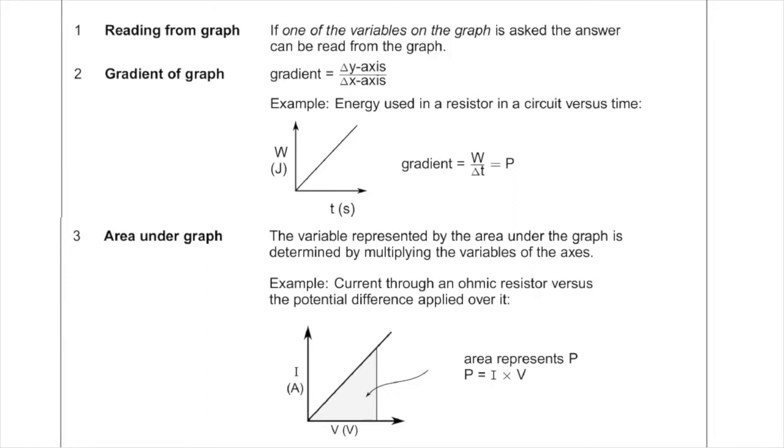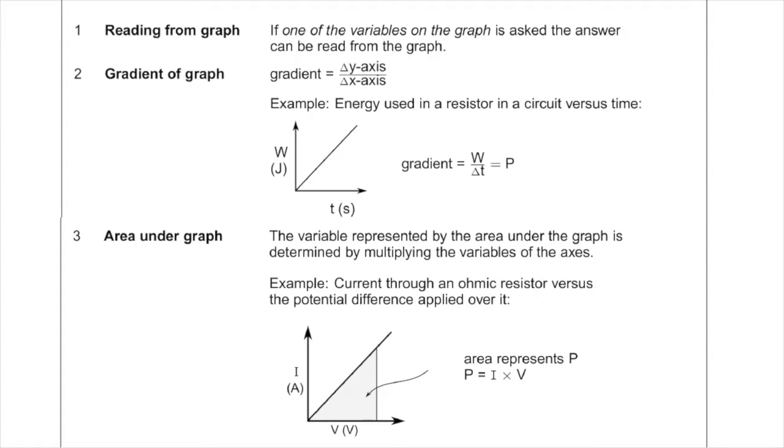When do I just read something from the graph? That is when one of the variables on the graph is the variable that they're asking us. The second thing is the gradient. For gradient, we always do y-axis divided by x-axis. So let's take an example.